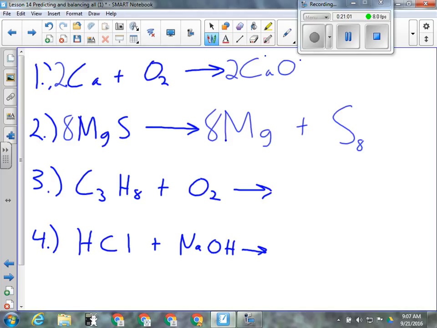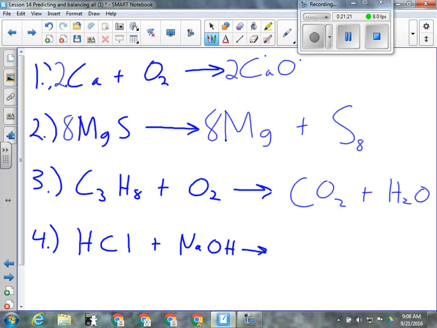How many people have done number 3? Okay, let's have a look at that one too. What kind of reaction is that? It's a combustion reaction. So the products are always CO2 and water. That's an easy one to predict. You just have to memorize that. It doesn't matter how many carbons and hydrogens there are, it's always carbon dioxide and water.